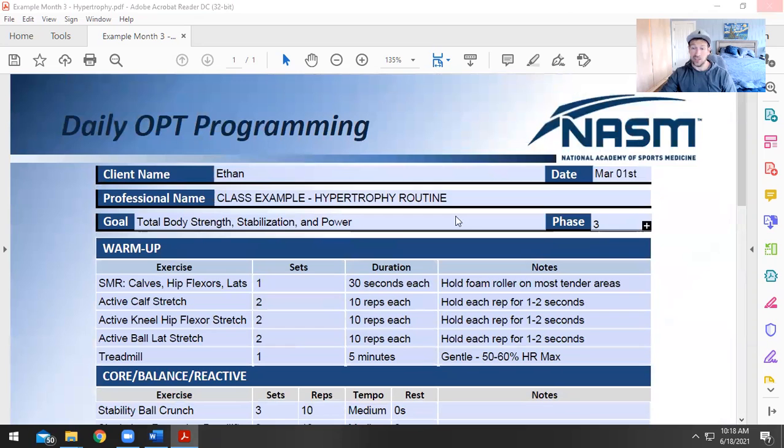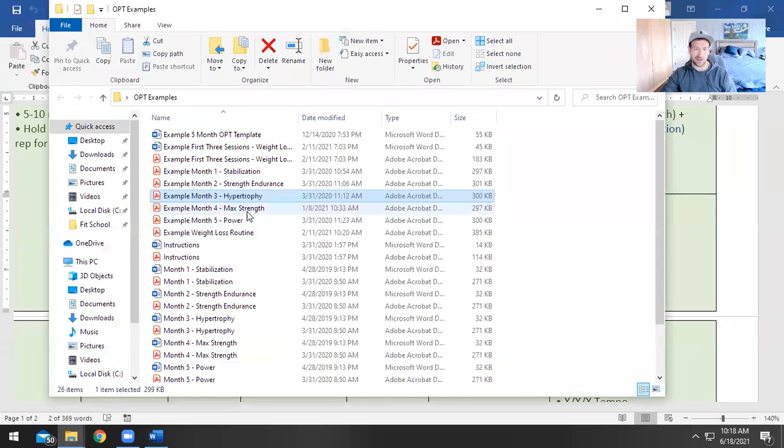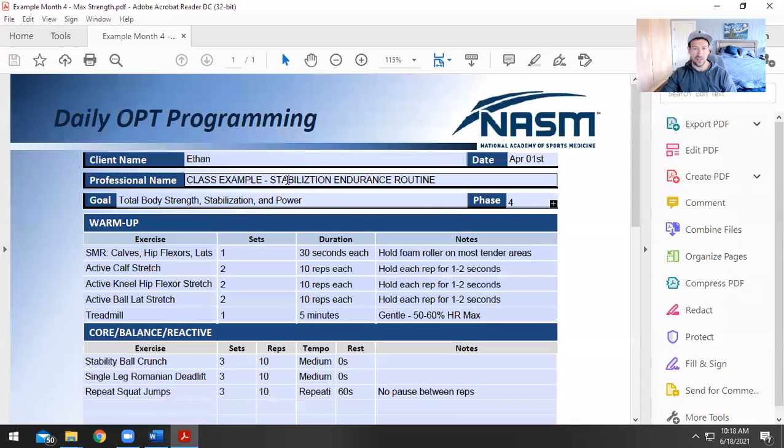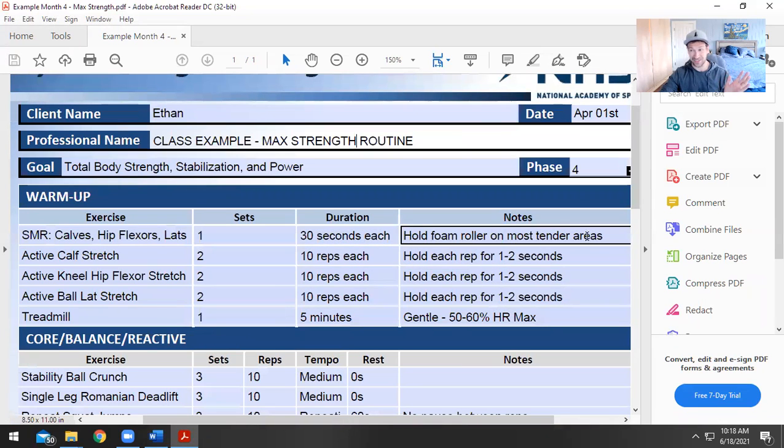All right, let's take a look at month 4. Ethan is getting stronger. He got a little bigger last month by doing hypertrophy. Now he is in the max strength side of things. So again, it's still the strength level.